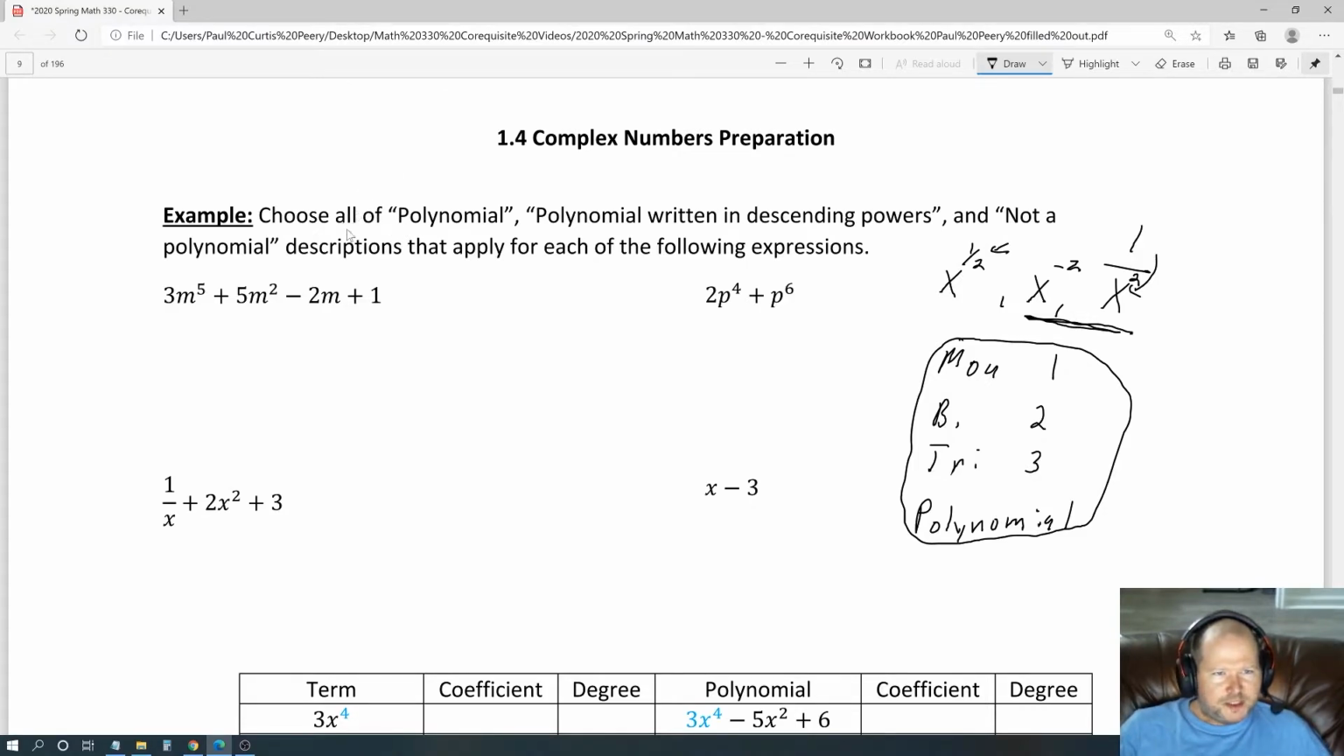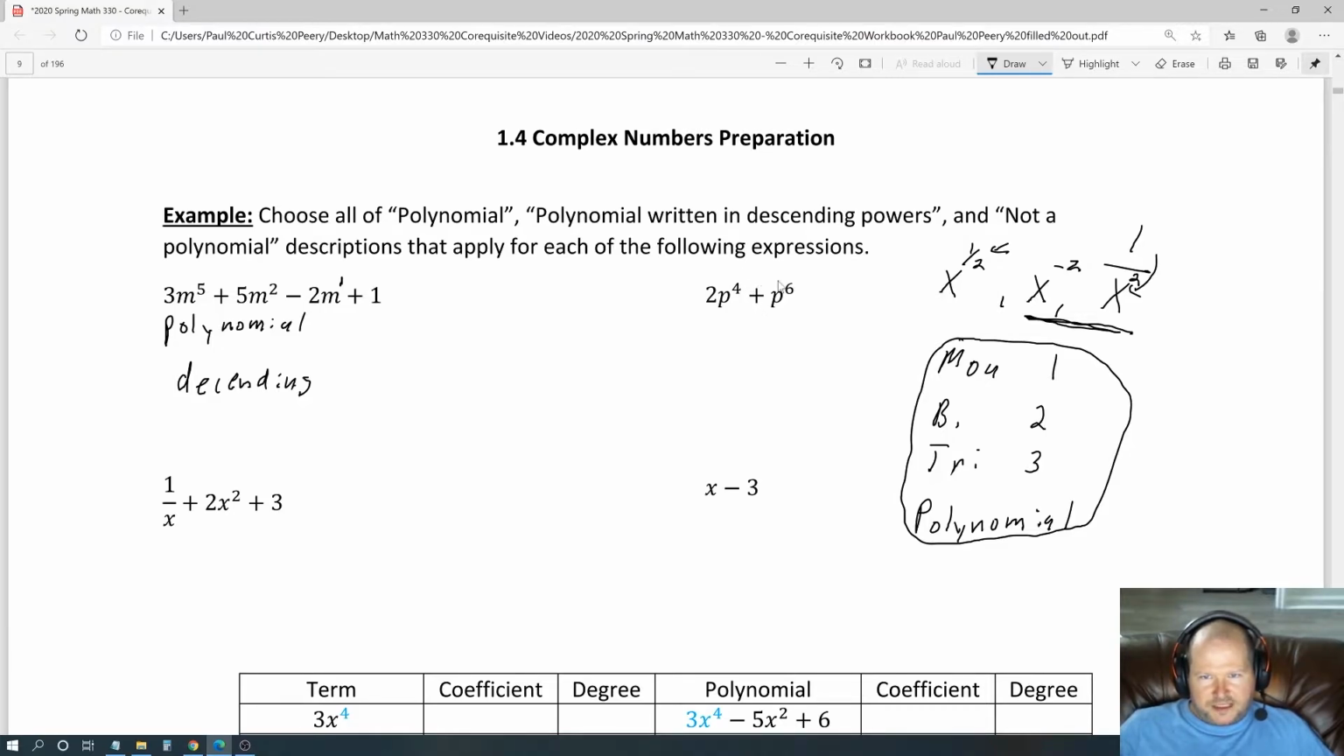Okay, so we want to choose all polynomials written in descending powers, and not polynomials. Okay, so first of all, this polynomial has a 5, 2, it has an understood or implied 1, and then there's a constant which has an understood power of 0. Now, so we would say that this is a polynomial. Now, is it written in descending powers? Okay, well, 5 is the exponent, then 2, then 1, and then 0. So we can see that the leading exponent and then every exponent after that is going in descending order. So this is actually written in descending powers. So we could say this is a polynomial. We would also say it is written in descending order.